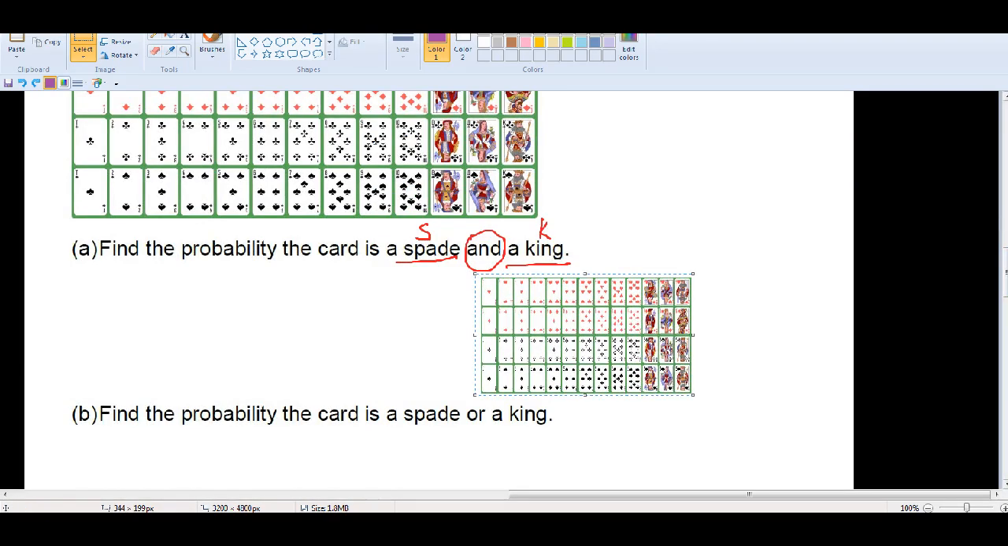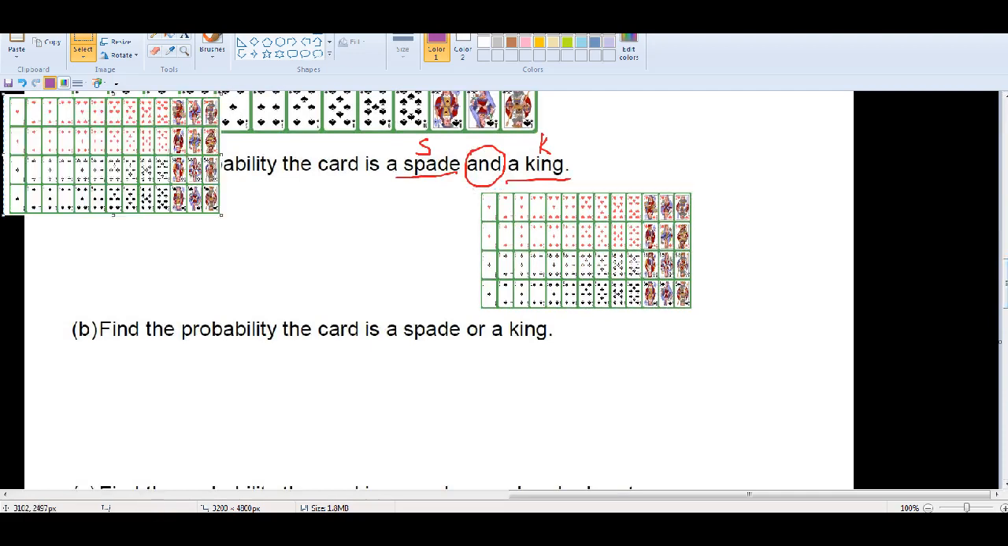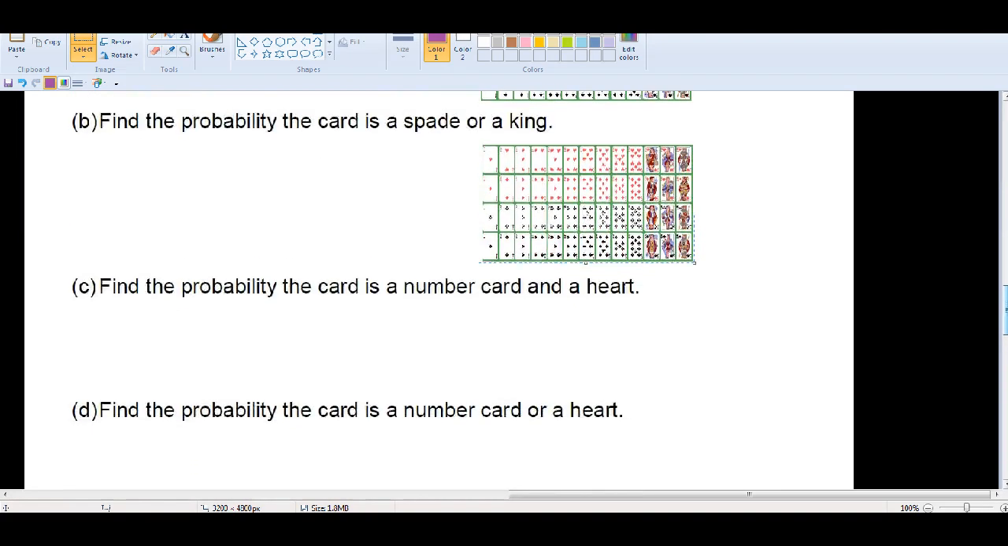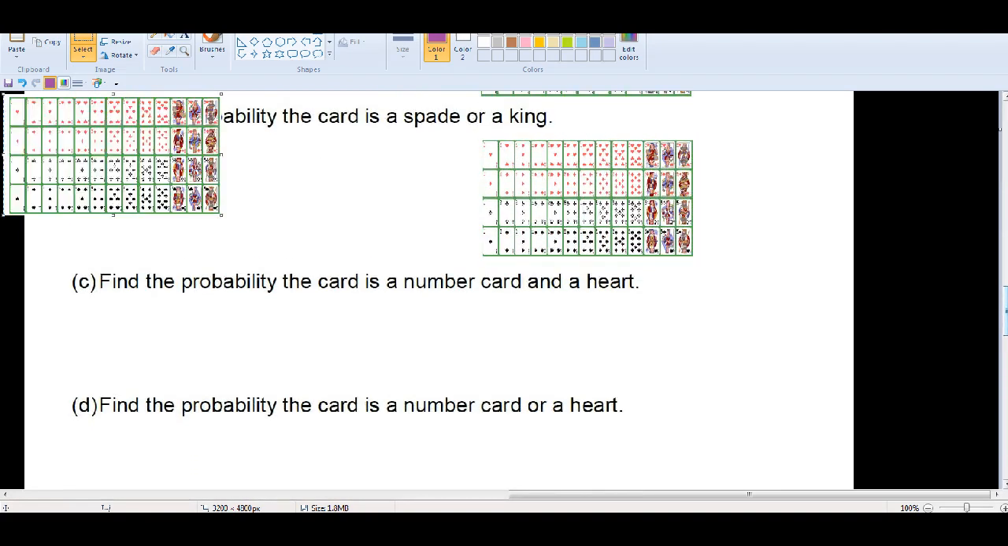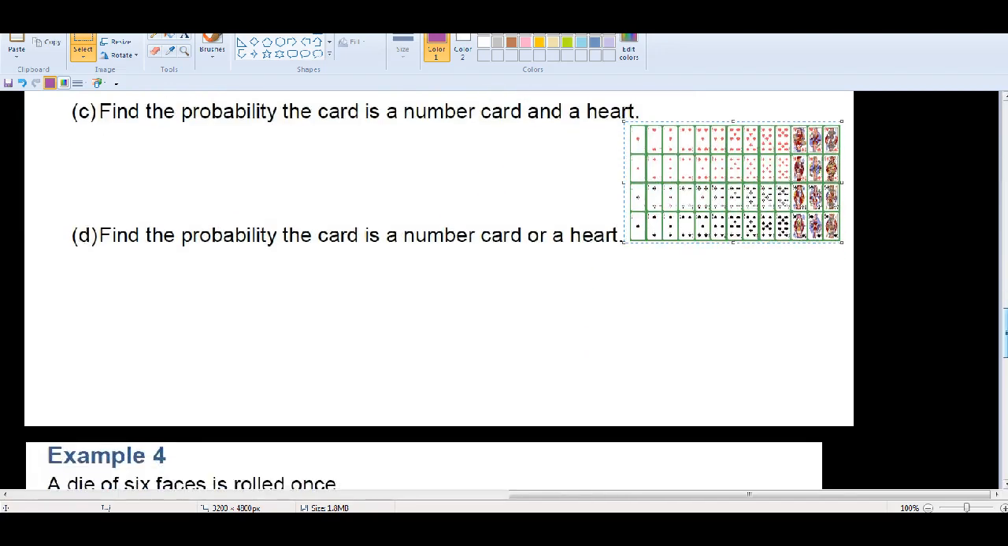Okay, and then I'm going to translate that into a Venn diagram. Possibly I need to get each question with a card like this, just easier for me to do the discussion.